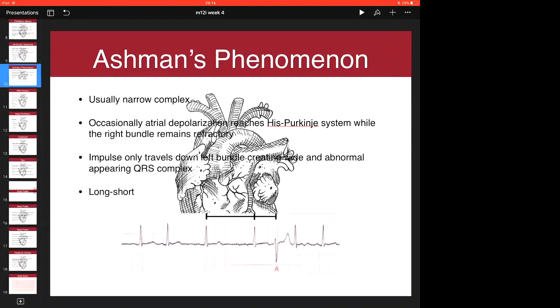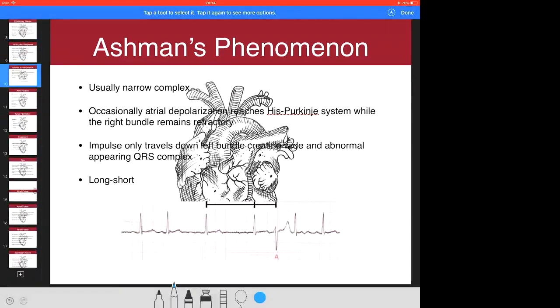Ashman's phenomenon is just anytime you've got atrial fibrillation. We can see that this is an irregular rhythm. Our R to R intervals are irregular. There's no clearly identifiable P waves, and the baseline is not isoelectric. So that fits our criteria for AFib.